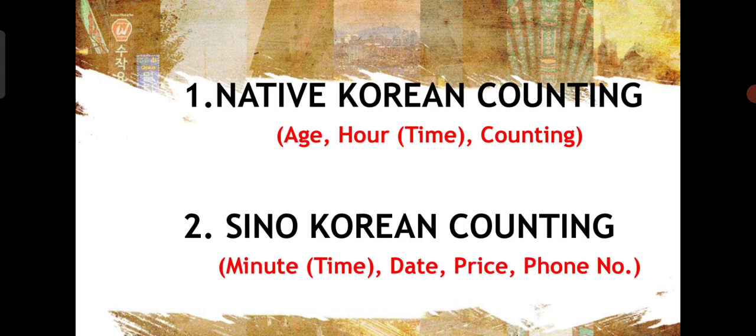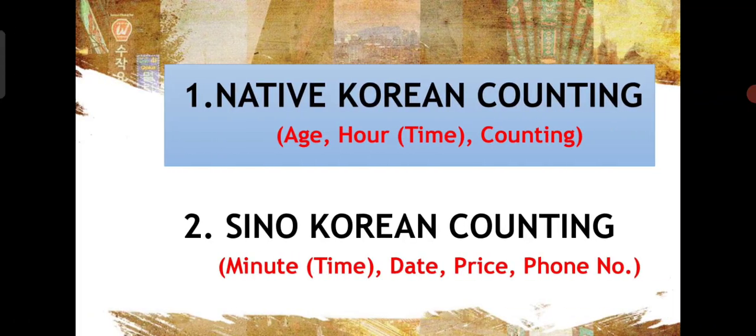Native Korean is basically used when we talk about age, hour and counting things, and Sino Korean is used for minutes, like if it's 6:15, then 15 minutes is Sino Korean. Next is date, what date is today, and third is price, how much is that product. And when we talk about a phone number, for example, your colleague asks for your phone number, you have to give it in the Sino Korean counting system.